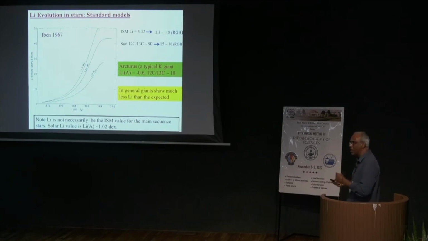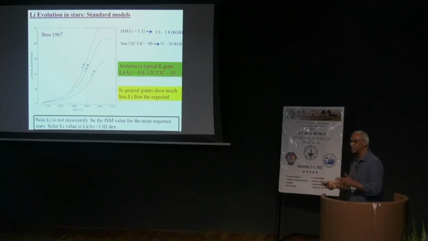But actually, these numbers are much, much lower than what the models even predict. For example, when I make observations of Arcturus, a typical K giant, a bright giant, you see the lithium is much less than what even the predictions say. And similarly, the 12C by 13C in most of the stars reaches the equilibrium value. So there is some problem within these models.